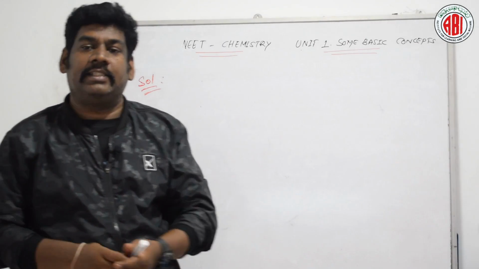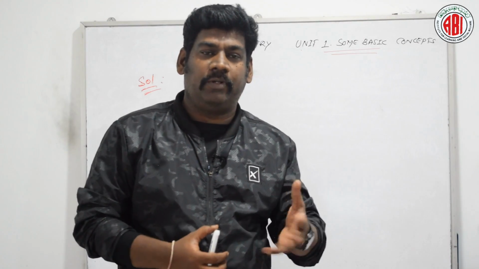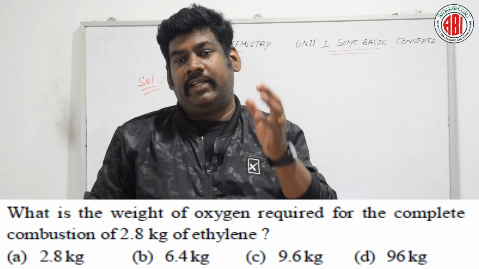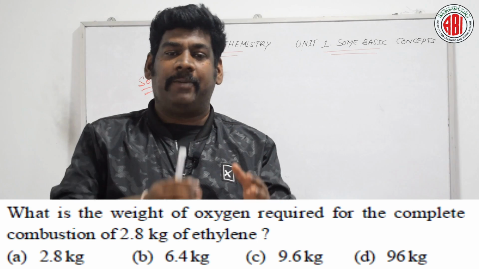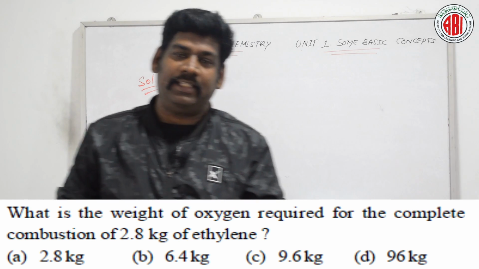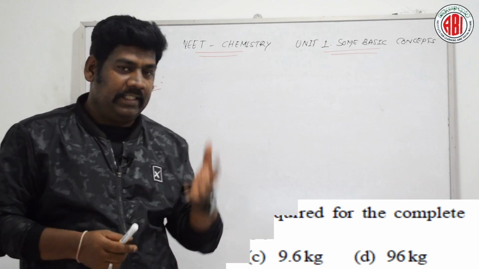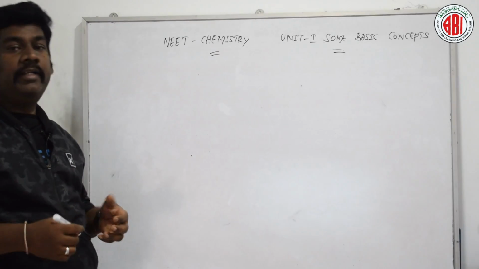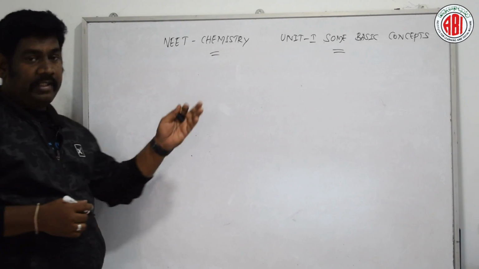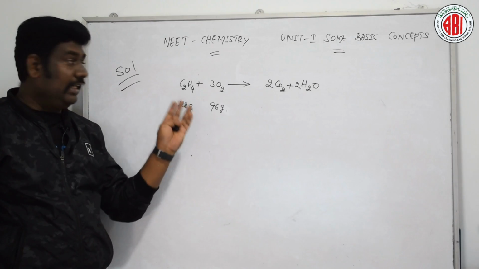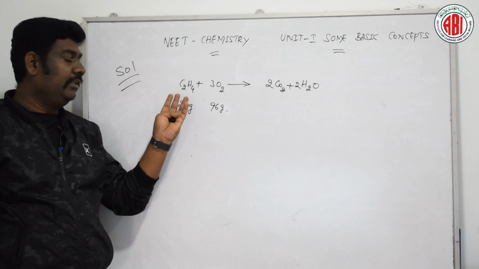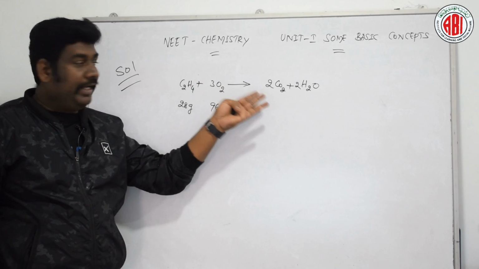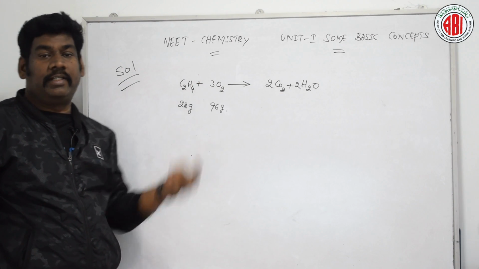Now let us find the solution for one more question: what is the weight of oxygen required for the complete combustion of 2.8 kg of ethylene? Let us see how to solve this problem. Before solving, we should first write the chemical reaction: ethylene reacting with oxygen to yield carbon dioxide and water.